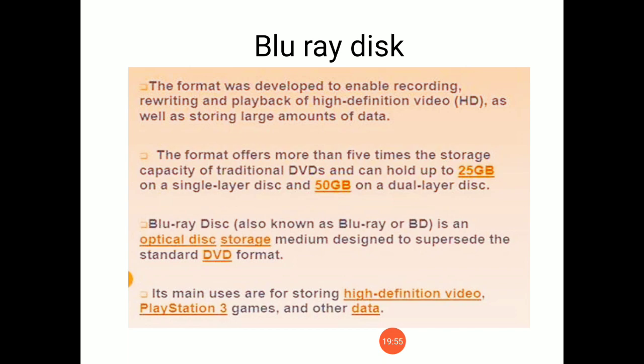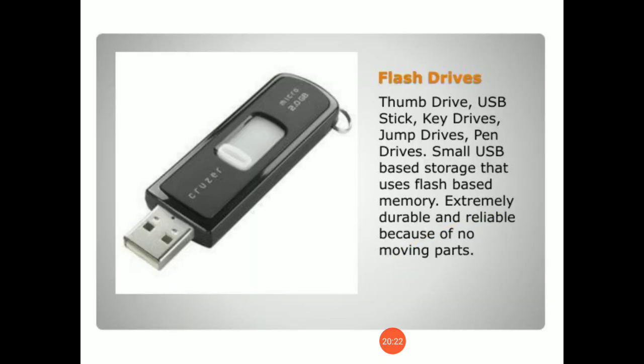So the format offers more than 5 times the storage capacity of traditional DVDs and, as I've told you, it can hold up to 25 GB for a single layer and 50 GB for a dual layer disc. So these are the 3 types of optical memory that I've discussed: CD, DVD and Blu-ray disc.